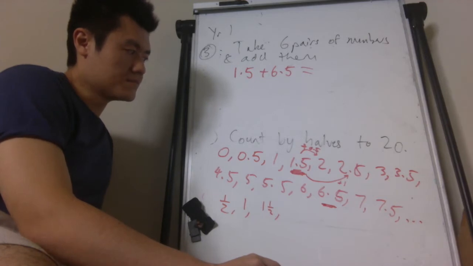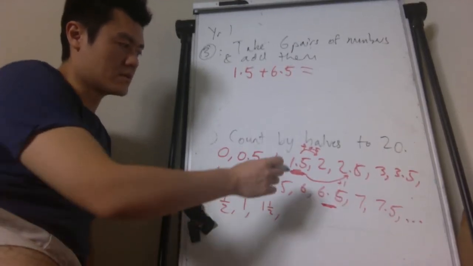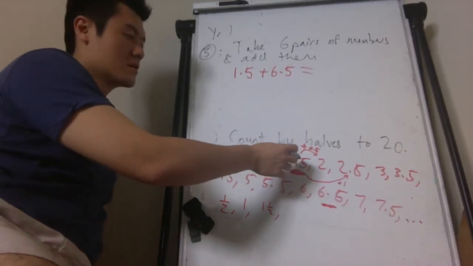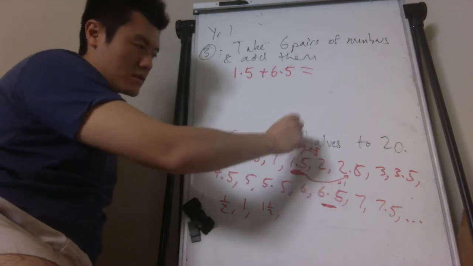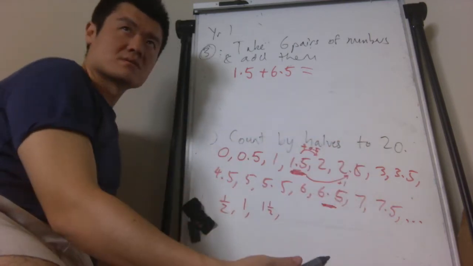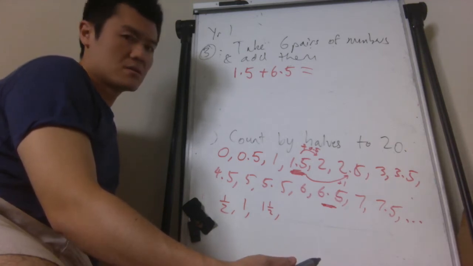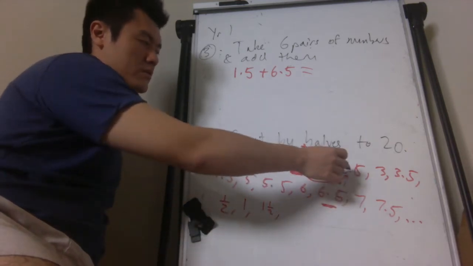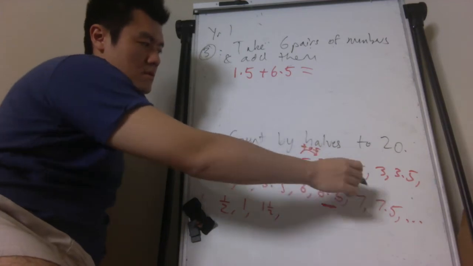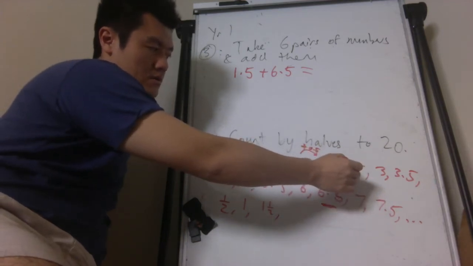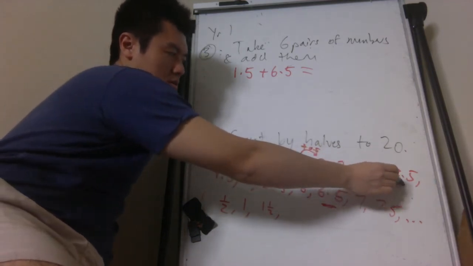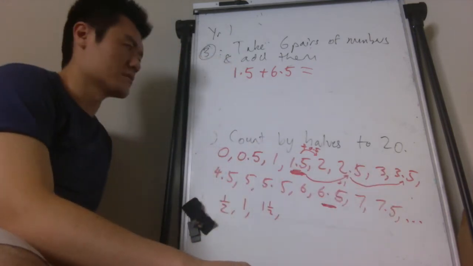But let's just do a plus now because we're trying to get from 1.5, and we're trying to plus 6.5. So we're going to move up 6.5. How do we do that? If we move up by 1, we get to 2.5, right? We move up by another 1, which is 2, we get to 3.5. See that?